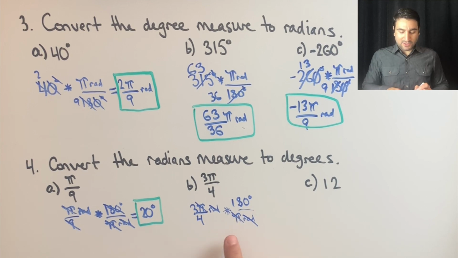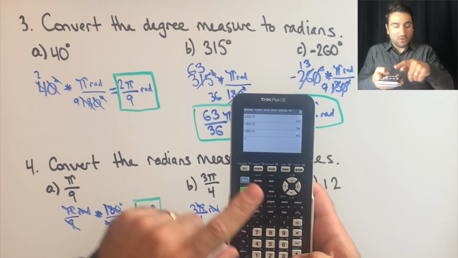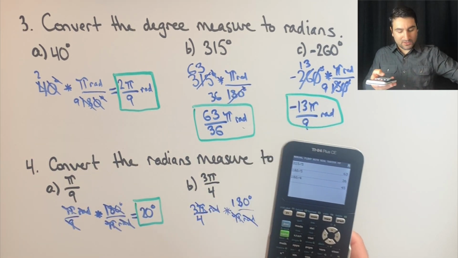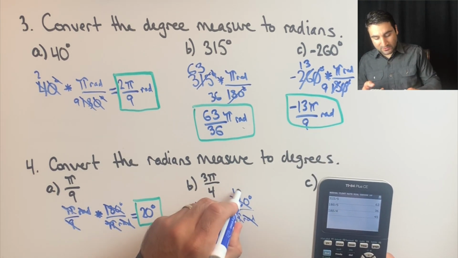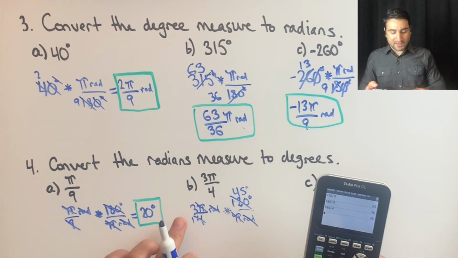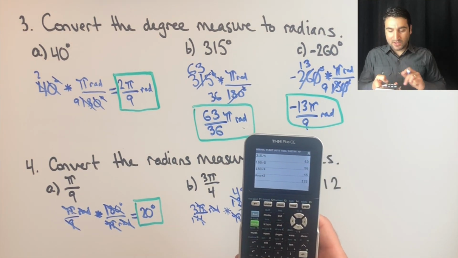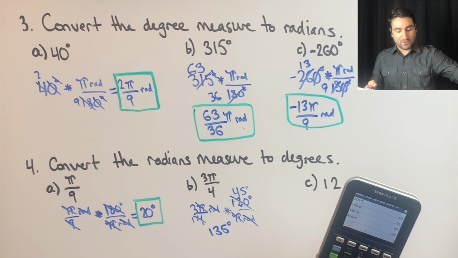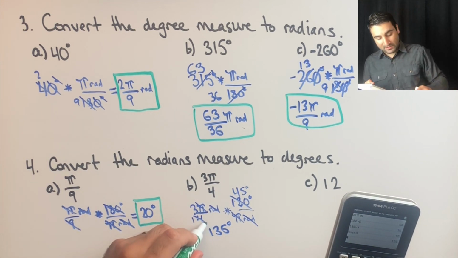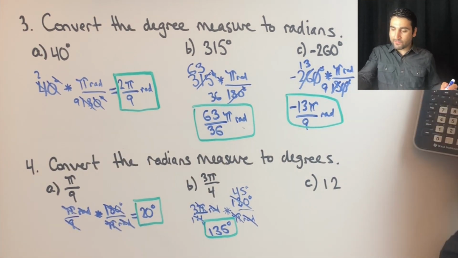And now it's just some simplifying. Let's see how many times 4 goes into 180. 180 divided by 4, we get 45. So this 4 goes to a 1, and this 180 goes to 45 degrees. And then all we're left with is 3 times 45 degrees, which is 135 degrees. Converted from radians to degrees. Okay, let's try one more here.